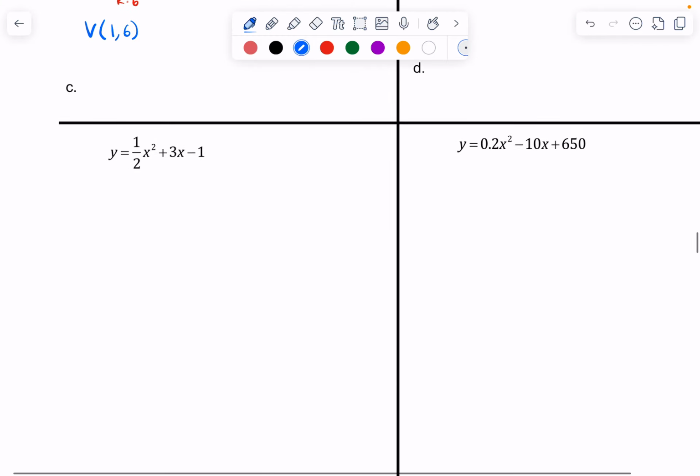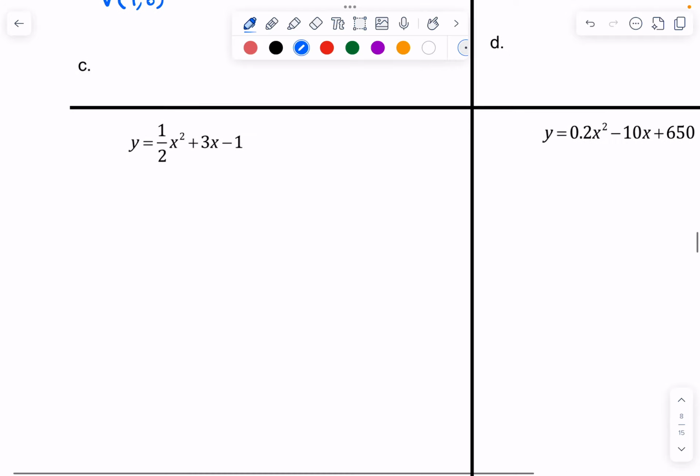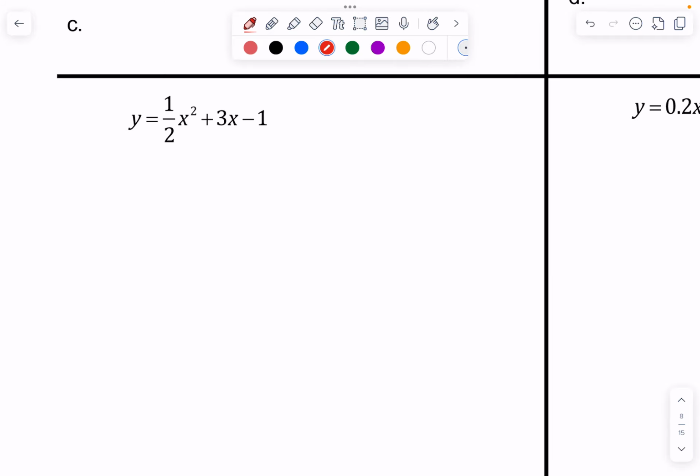All right, fraction this time. Don't get scared by the fraction. The process is still the same. So factor out that a value. In this case, our a is 1/2, right? So you need to factor out a half from the x squared. So you just get an x squared.